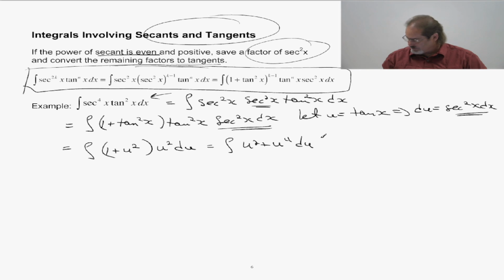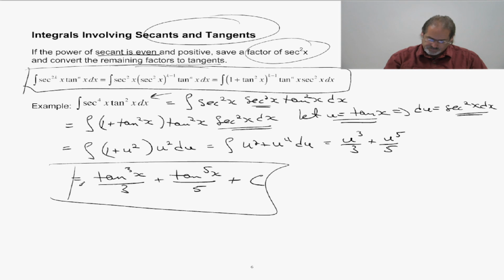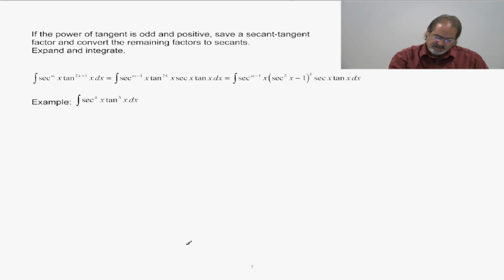And so you see now this is in a nice polynomial form involving u's, which I can easily find the antiderivative of. So this would be u cubed over 3 plus u to the fifth over 5. But remember, u is tangent, so this will give me tangent cubed of x over 3 plus tangent to the fifth of x over 5 plus my constant of integration. So there's the solution to the original problem. Let's take a look at another example.